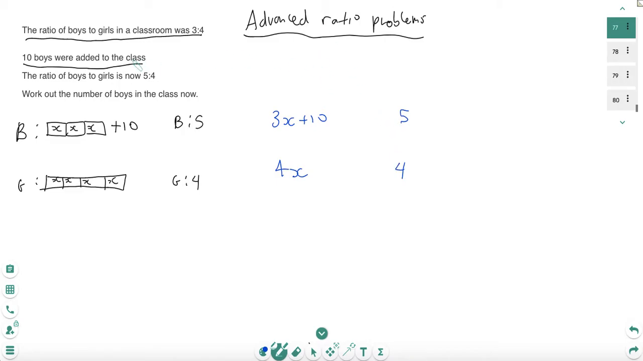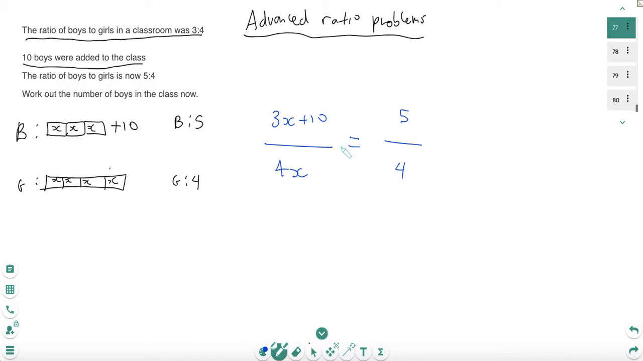So remember guys, you can always turn ratios into fractions. So we're going to turn this expression, 3x plus 10 to 4x, into a fraction. And we can turn 5 to 4 into a fraction. And now these two fractions are equal to each other, okay? Because 3x plus 10 over 4x gives us a ratio equal to 5 over 4.